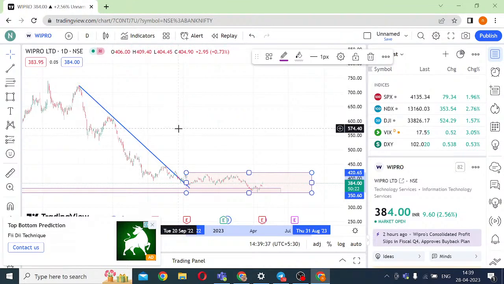On a longer term time frame, if you actually look at weekly and monthly charts, this has now started to consolidate, right?